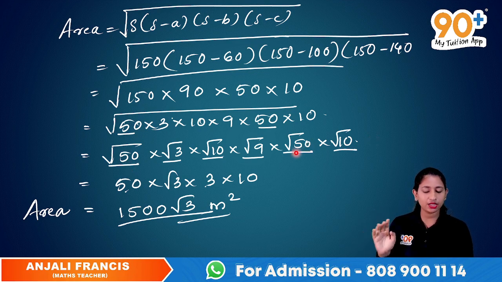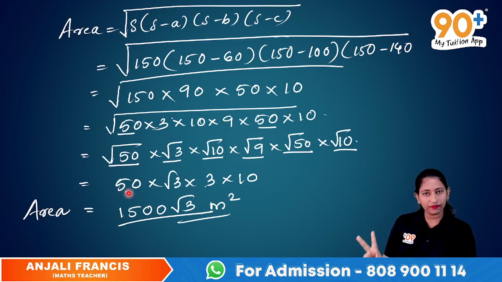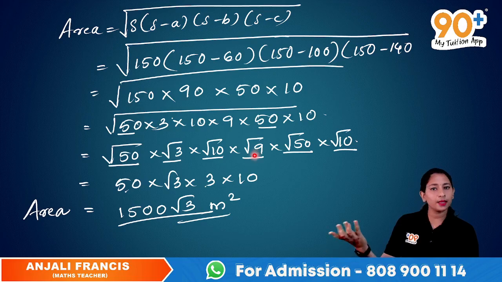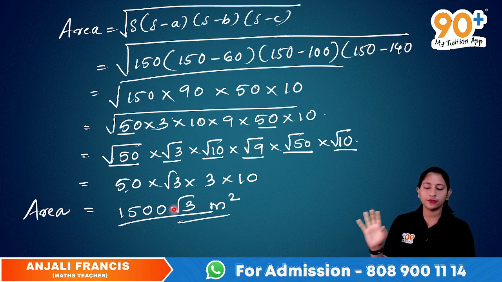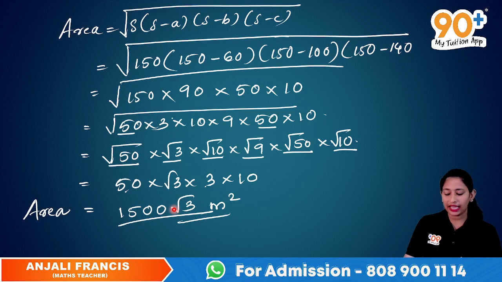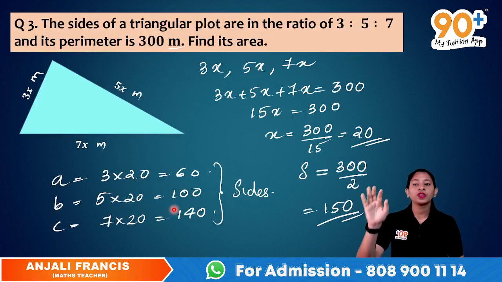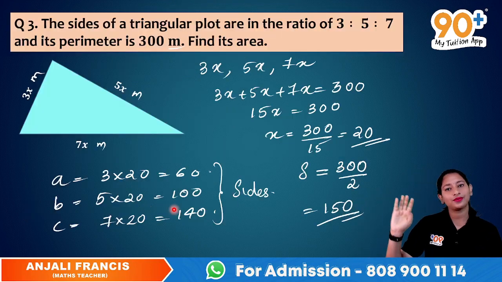Root 15 into root 10 into root 10 into root 9 into root 5 into root 10. So here there are 2 root 10. So it will be 10 എഴുതി. The 9 is a perfect square. So root 9 it will be 3. So again we are multiplying all together and we will get 1500 root 3 meters square. So the area of this triangular park it will be 1500 root 3 meters square.